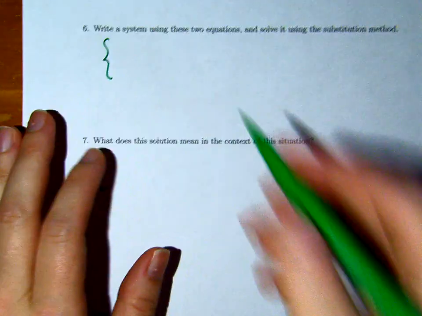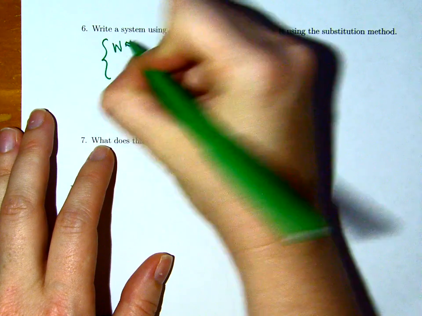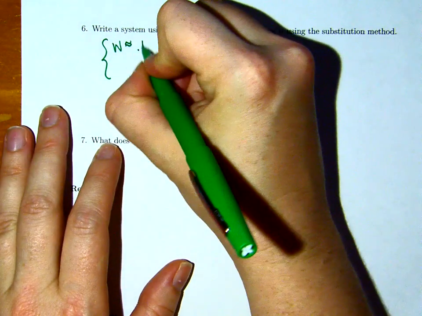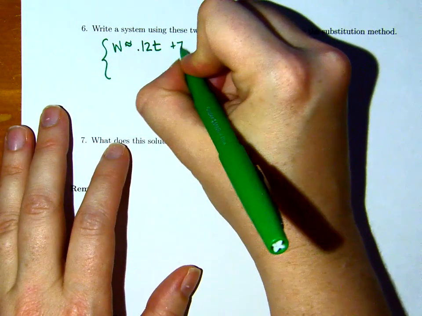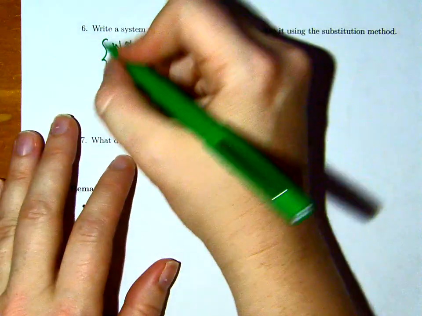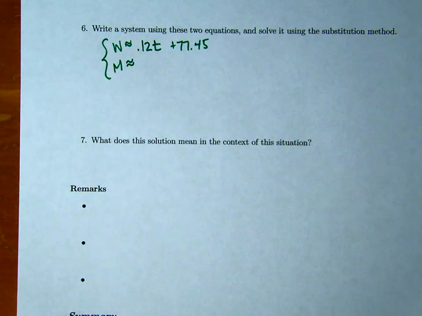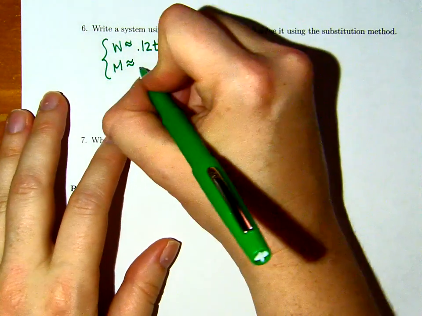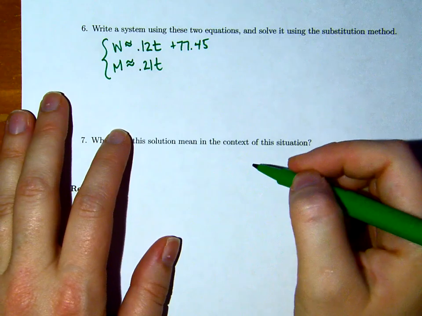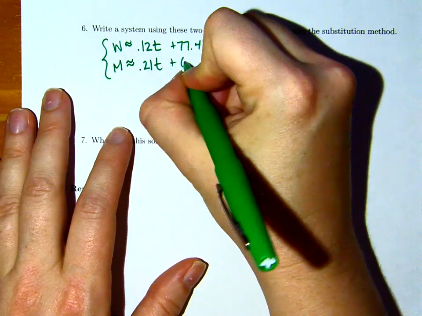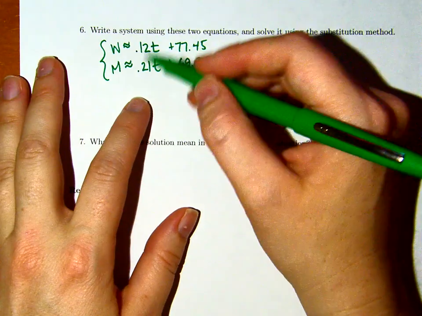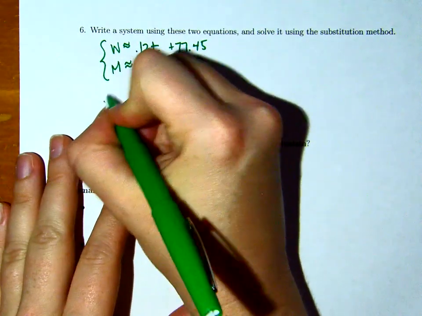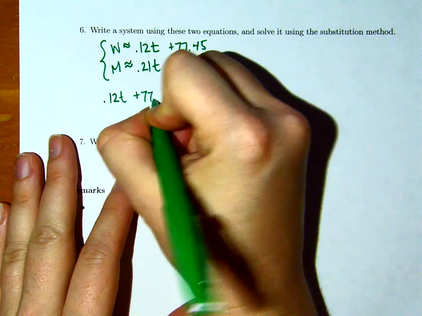Got it. What was it? Women was about 0.12 t plus 77.45, and the men's equation was about 0.21 t plus 69.9. Okay, I just wanted to copy it right because otherwise that would be a big disaster. Okay, and now we set them equal.